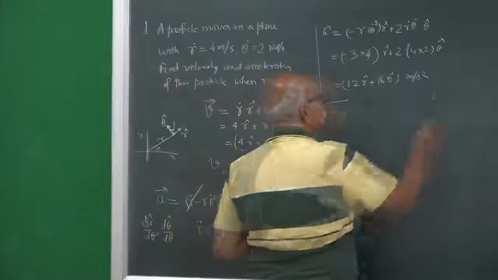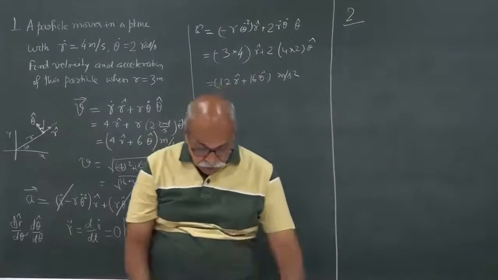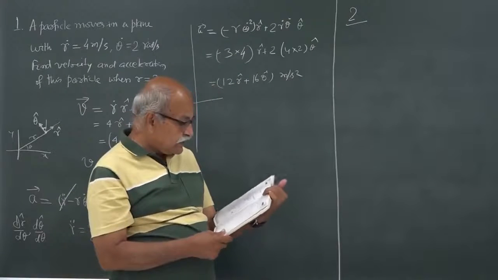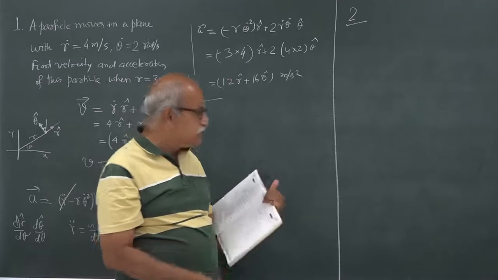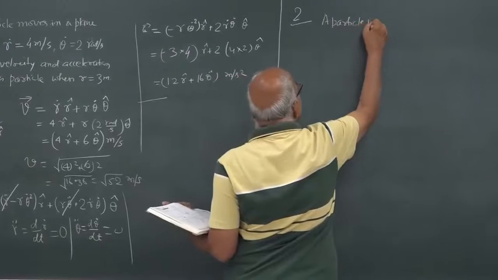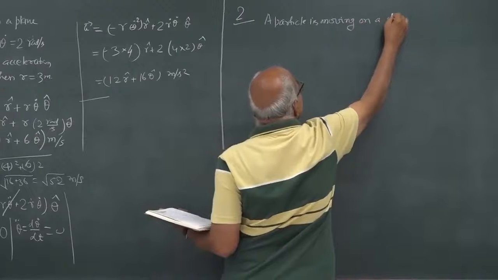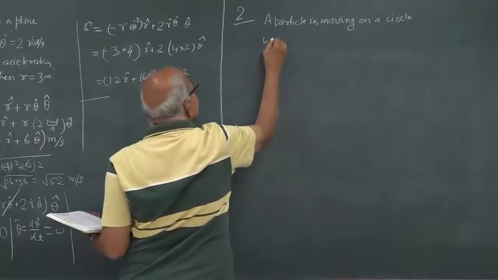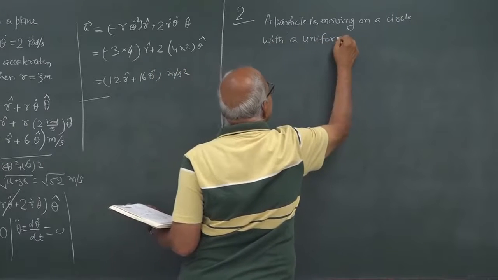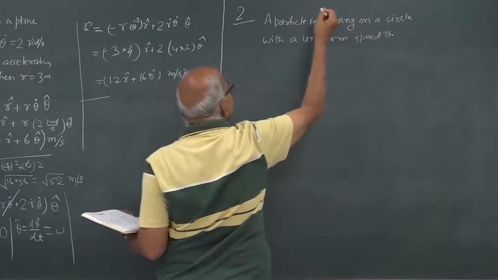Next, problem number 2, and this is based on example 1.18 of the book. The problem is, a particle is moving on a circle with a uniform speed v, circle of radius r.